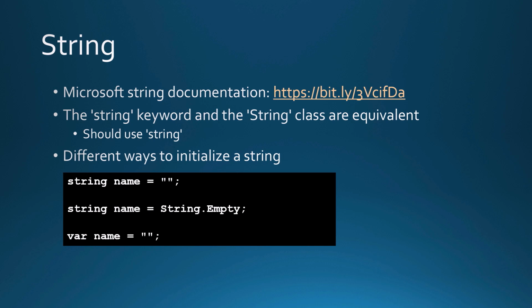Now there are different ways to initialize a string. You can do string name equals double quotes. That's an empty string. You can do string name equals using the String class dot Empty constant. It actually gives you the same as what you see there, the double quotes. Or you can also use the var keyword. So var is basically a compiler hack that says the compiler will figure out, based on how you declare this variable, what data type it should be. So all three of these are equivalent when declaring and initializing a string.